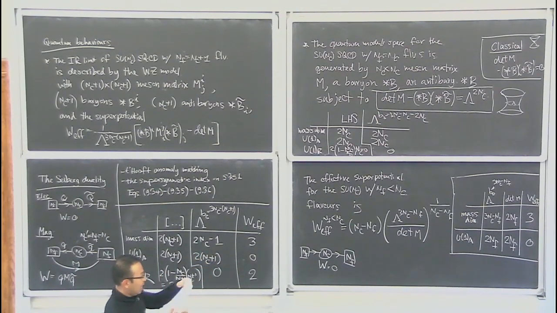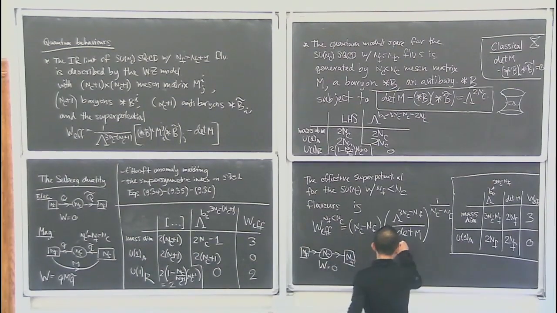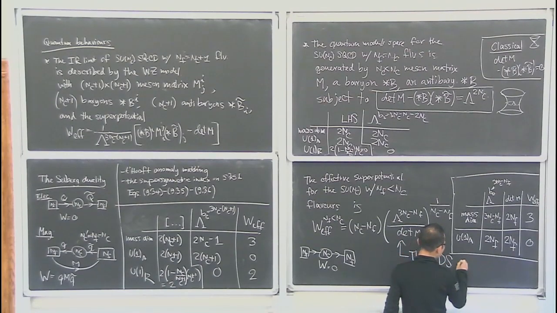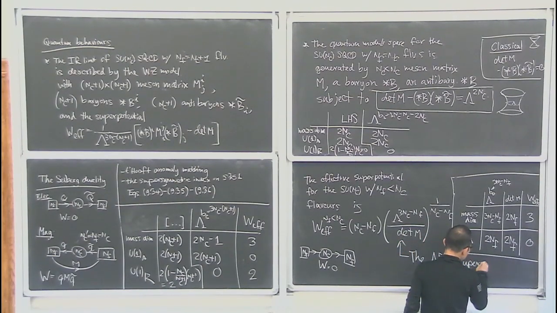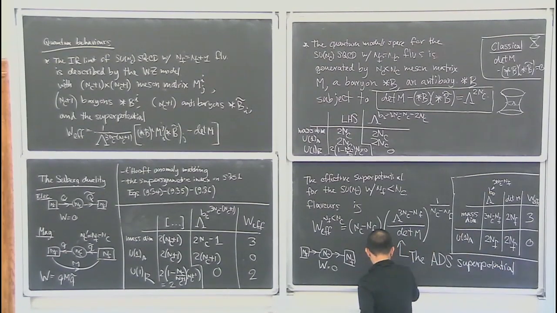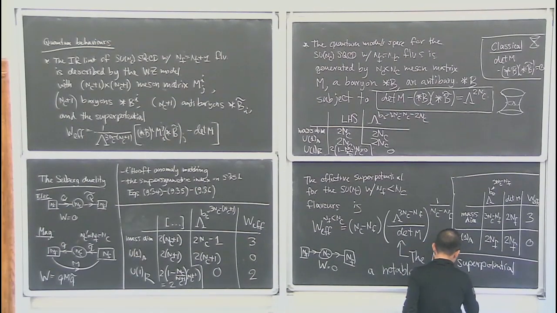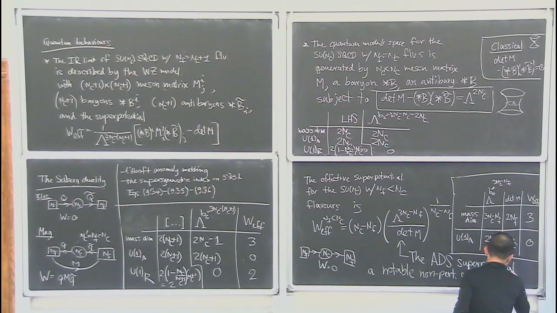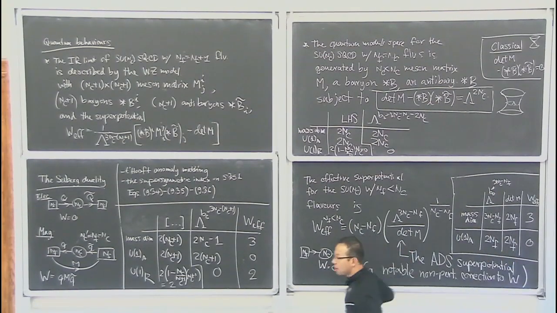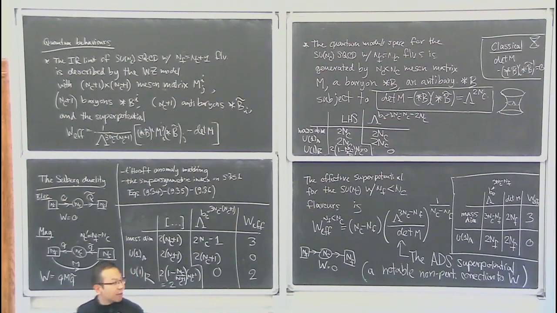Okay? This has a name. This superpotential is called the Affleck-Dine-Seiberg superpotential. It's a notable non-perturbative correction to superpotential, basically. This is one of the most important, okay?